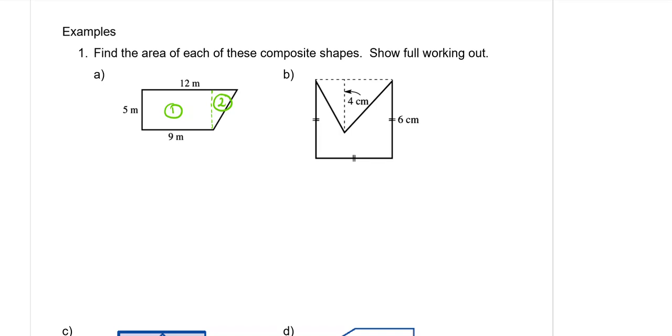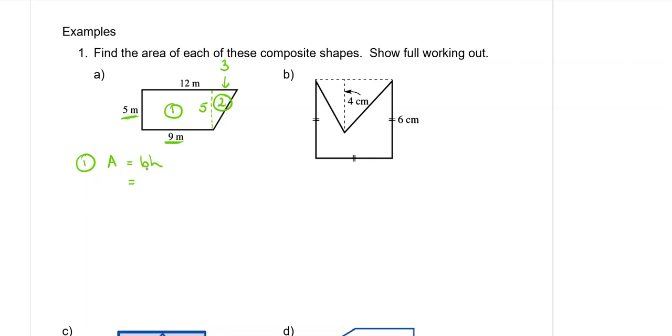Okay, so first of all, before I do that, I need to find some missing measurements. The rectangle has the 5 and the 9, but the triangle, the height here would be 5, the same as the one on the other end of that rectangle. But this little side at the top, I would need to do 12 take away 9, and that means that side there would be 3. Okay, so now that I know all my sides, shape number 1 is a rectangle. So the formula is A equals BH.